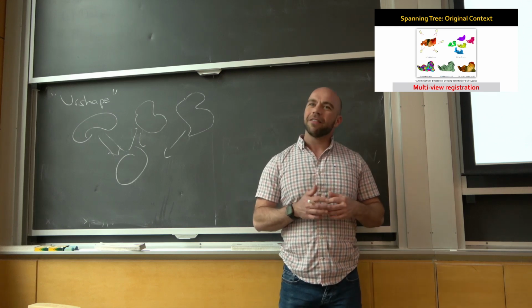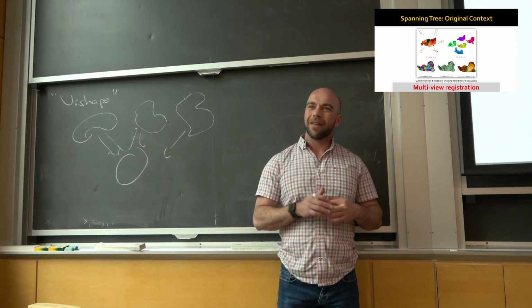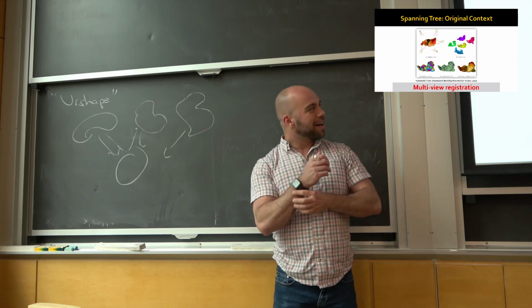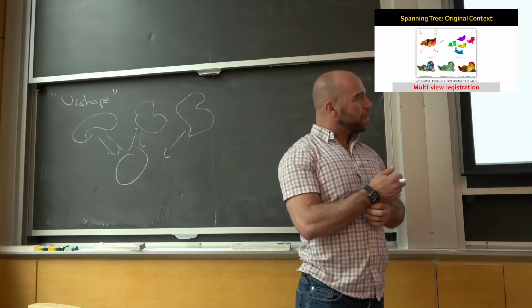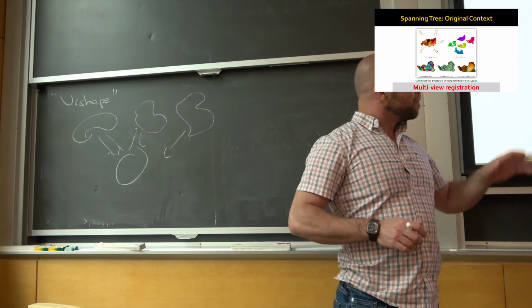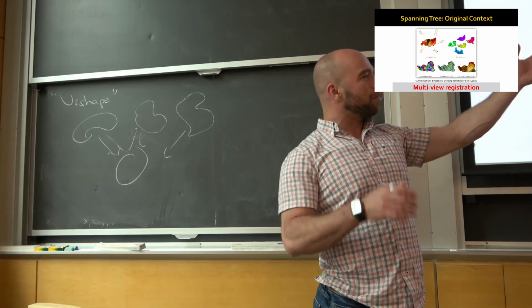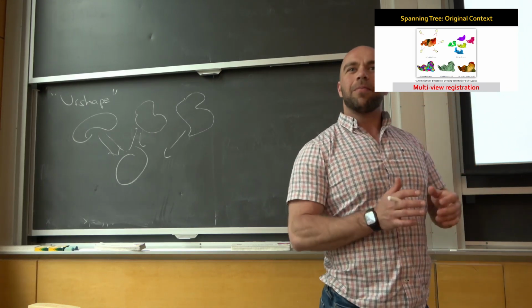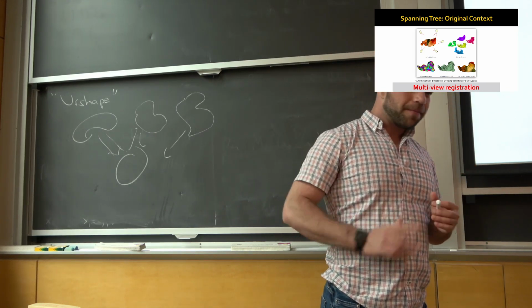But even there, those rotations may not be consistent, right? Because they might just be wrong. And so the task, even in this old paper in 2002, was to take all of these views, which were pairwise registered to one another, and then put them all in one coordinate system, right?